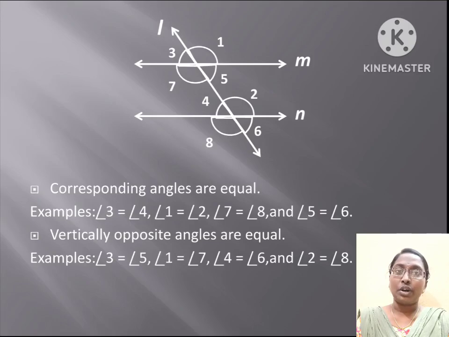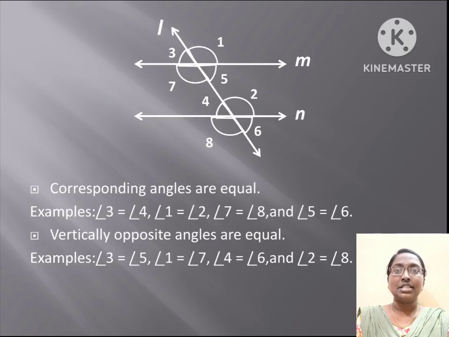The first property is that the corresponding angles are equal. Corresponding angles are the angles which are on the same side of the transversal line and on the different parallel lines. Here the corresponding angles are 3 and 4, 1 and 2, 7 and 8, and 5 and 6. The property is that corresponding angles are equal. Therefore 3 and 4 are equal, 1 and 2 are equal, 7 and 8 are equal, and 5 and 6 are equal.